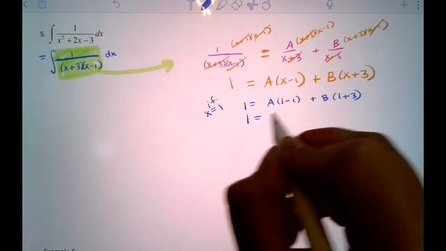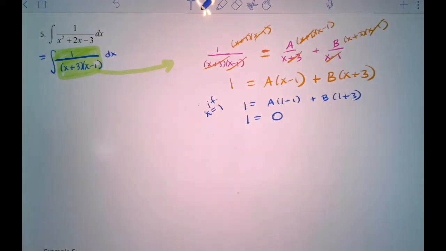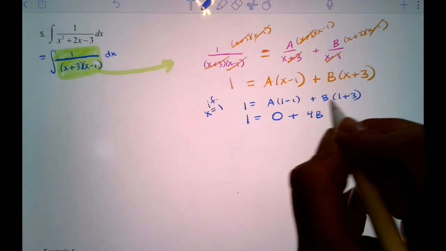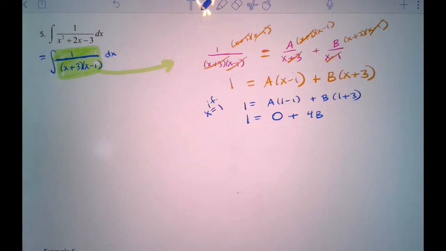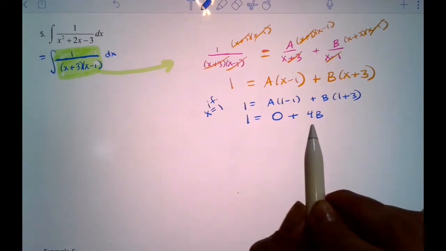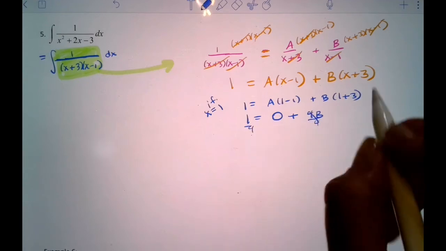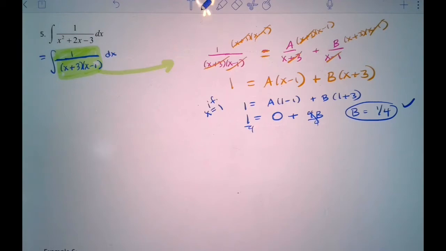So what does that give me? Well, 1 minus 1 is 0, and 0 times A is a big fat 0. That's the whole point. What I have here is 4B, right? B is multiplying 4, so let's write it in a better way, and I can eyeball this. If I'm solving for B, all I have to do is divide by 4, right? B equals 1/4. That's pretty good.